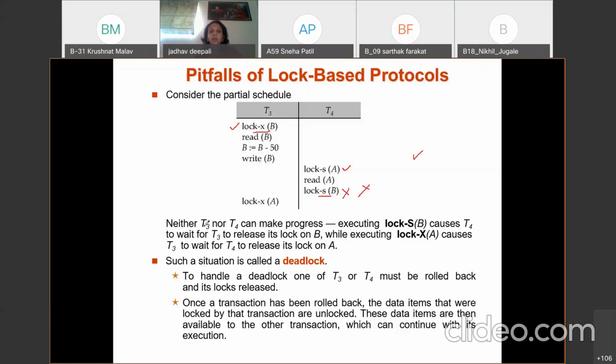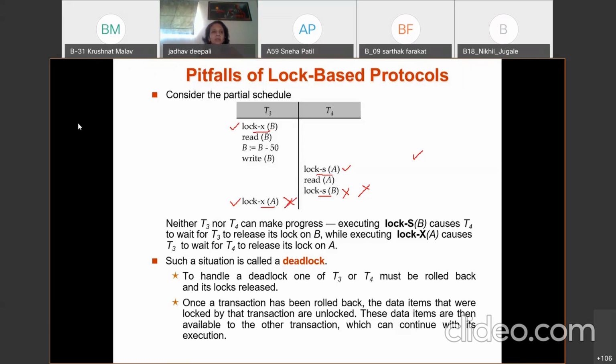Now, after T4, execution goes to T3, and T3 requests an exclusive lock on data item A. Whether it is allowed? Not allowed. Why? Because A is already held by another transaction in shared mode, and that's why this lock is not allowed. Why? Because it is incompatible. Shared is incompatible with exclusive.